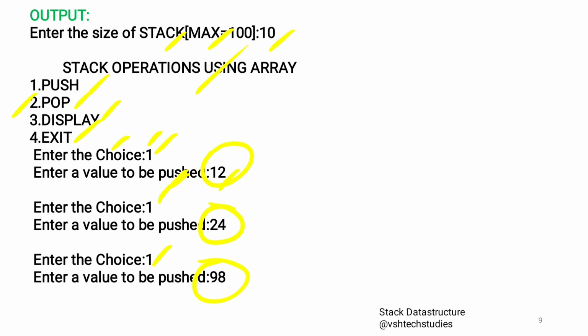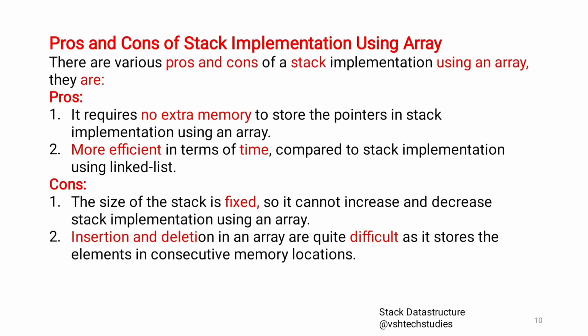It was all about the C implementation of the stack using arrays. Next we shall see the pros and cons of stack implementation using an array. Pros means advantages, cons means disadvantages. A stack doesn't need extra memory when implemented using an array. It does not need extra memory to store pointers, like how they are required in the linked list implementation of a stack.